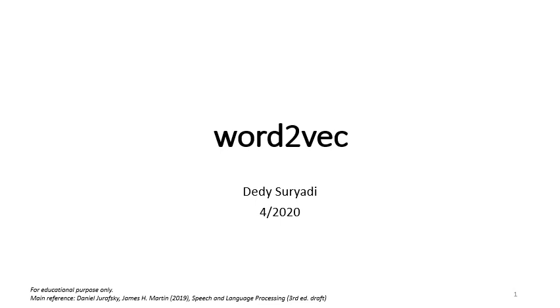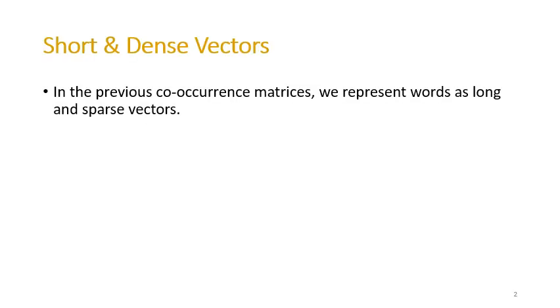This is the second part of the presentation about word2vec. Let's go back to the idea of using co-occurrence matrices to represent words. If we use that idea, we remember that we will have a very long and sparse vector for each word.